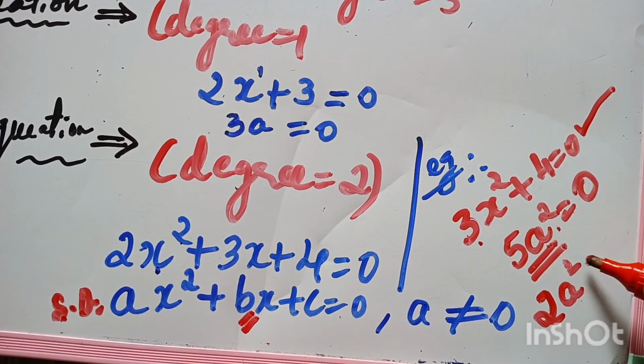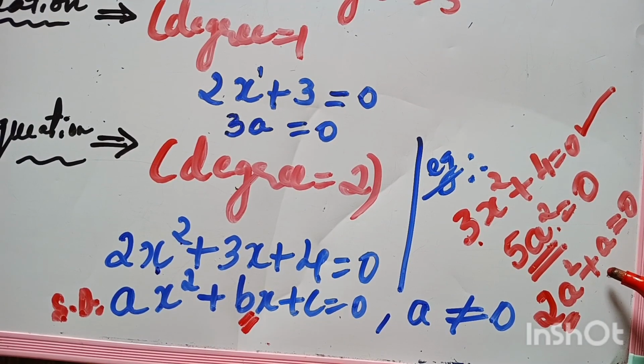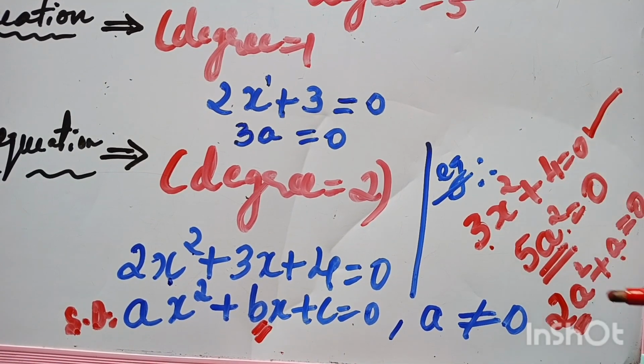And an example where only c is missing: 2a square plus a equals 0. So here a should always not be equal to 0. a does not equal 0. b is given, but c is missing here. The c value is missing, but still it is a quadratic equation.